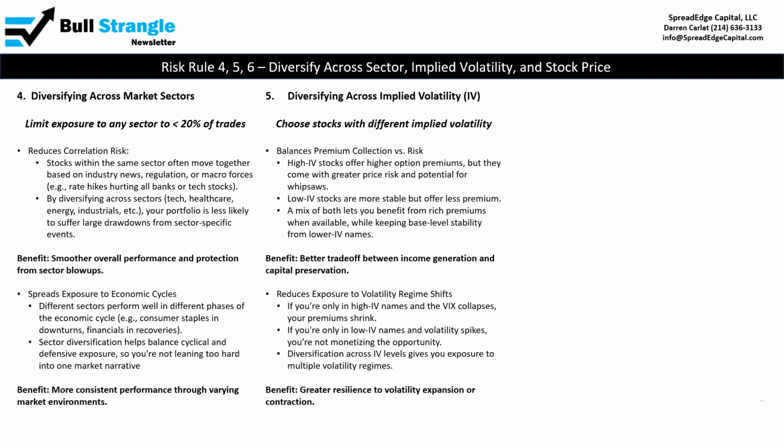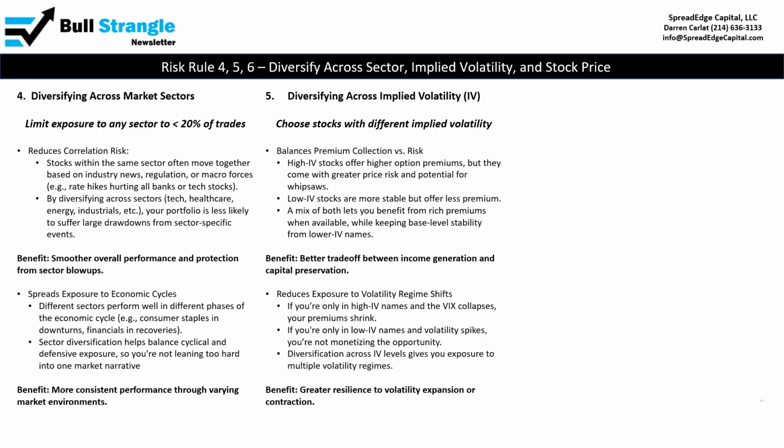Reducing exposure to volatility regime shifts. If you're only in high volatility names and the VIX collapses, your premiums shrink. If you're only in low volatility names and volatility spikes, you're not monetizing the opportunity. Diversification across volatility levels gives you exposure to multiple volatility regimes. Benefit: greater resilience to volatility expansion or contraction.